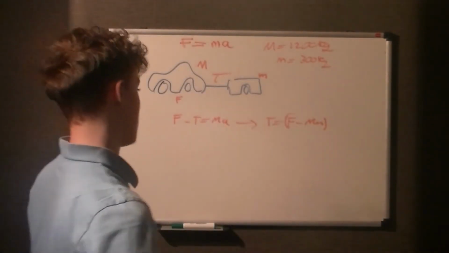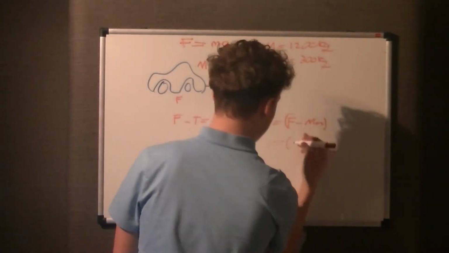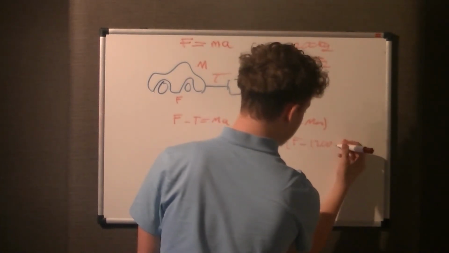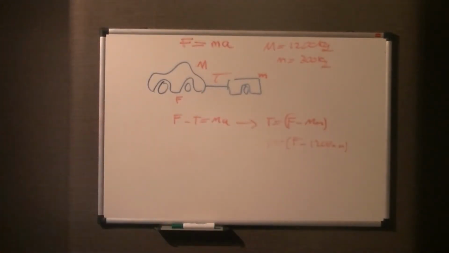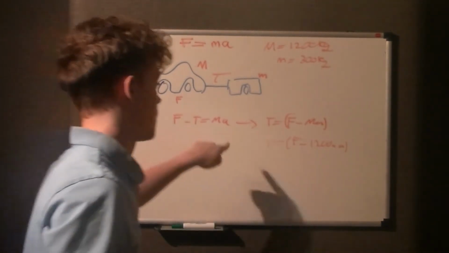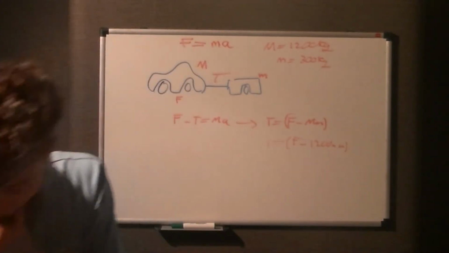So that would be T. I'm not going to put any values, I'm just going to show you what big M means. 1,200 times A. So that's the resultant force on the tow bar. So F is the resultant force on the car, T is the resultant force on the tow bar.